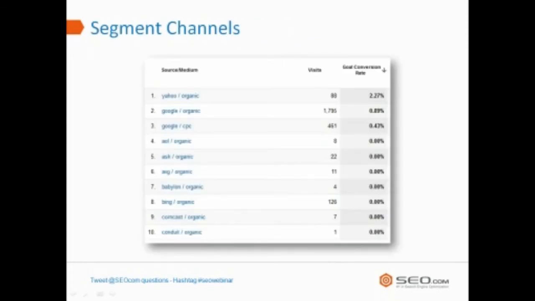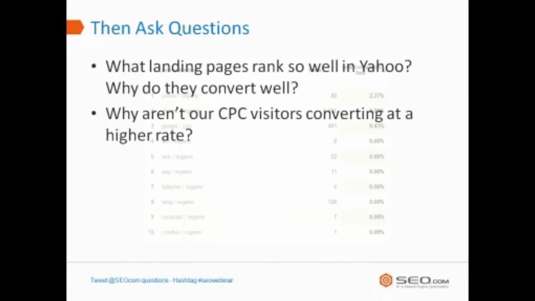Here I've broken down a few incoming channels, all organic and paid search, and you can see goal conversion rate for Yahoo versus Google paid versus Google organic, and so on. And so what you want to do with that is then ask the questions, so what landing pages are ranking so well in Yahoo, and why are they converting at such a higher rate than what we're seeing with Google visitors, and why aren't our cost per click visitors converting at a higher rate? Because that's one of the few segments of our traffic that we can control entirely.